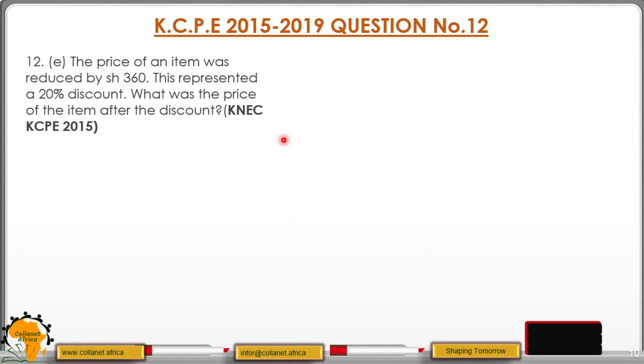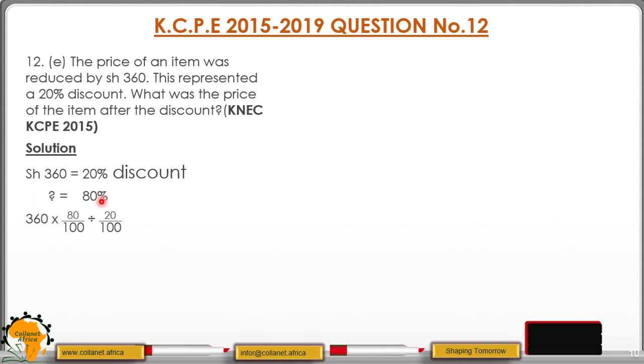We move on to part E. The price of an item was reduced by 360. This represented a 20% discount. So what is the price of the item after the discount? This is a 2015 question, solution. We are told that 360 represents a 20% discount. And since a discount means you are relieved of some money, it means it is going to be cheaper. Then you get 100 minus 20, so you have 80%. So if 20% is 360, what about 80%?